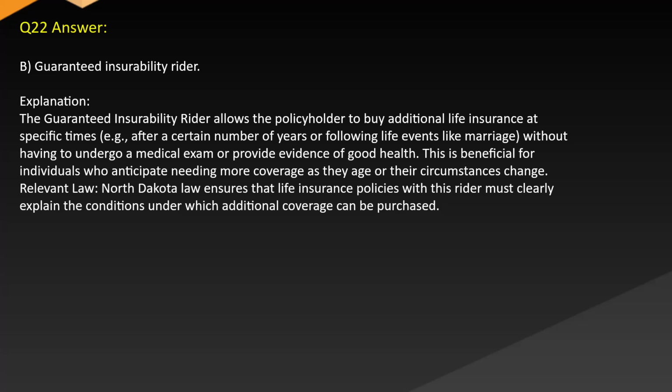Answer: B. Guaranteed insurability rider. Explanation: the guaranteed insurability rider allows the policyholder to buy additional life insurance at specific times, e.g., after a certain number of years or following life events like marriage, without having to undergo a medical exam or provide evidence of good health. This is beneficial for individuals who anticipate needing more coverage as they age or their circumstances change. Relevant law: North Dakota law ensures that life insurance policies with this rider must clearly explain the conditions under which additional coverage can be purchased.